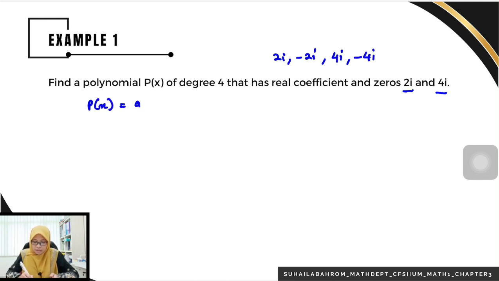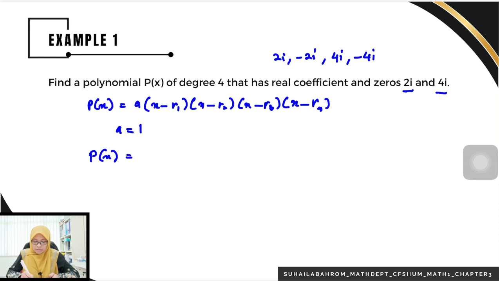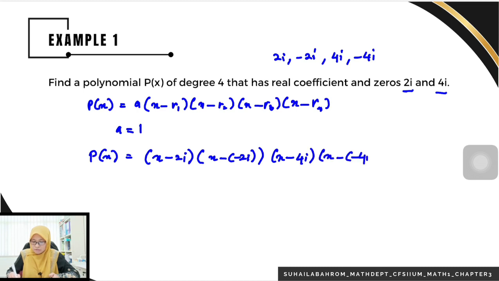So with all these zeros, as usual when we try to construct a polynomial function, in general we have a(x minus r1), with the degree of 4, (x minus r2), (x minus r3), and times (x minus r4). When there is no information given, we will assume the leading coefficient a is equal to 1. Therefore, P(x) is equal to (x minus 2i), (x minus negative 2i), (x minus 4i), and (x minus negative 4i).